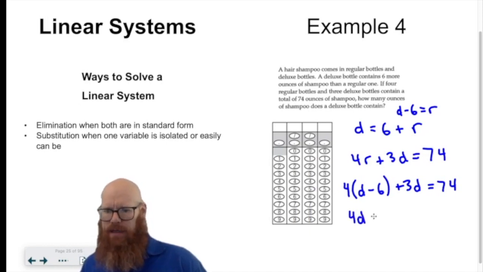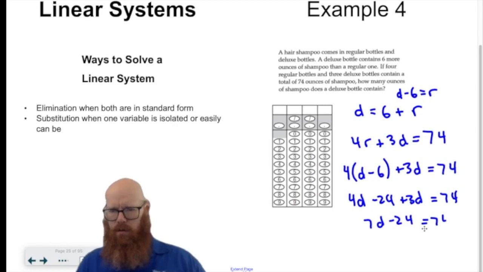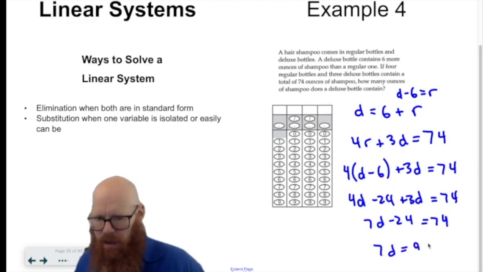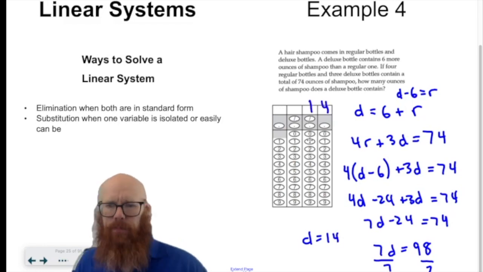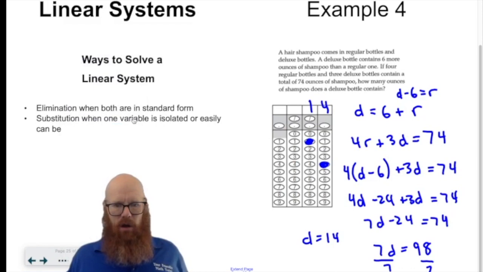So now I get 4D minus 24 plus 3D equals 74. 4 and 3 is 7, so 7D minus 24 equals 74. Whoops. And then add 24 to both sides, so 7D is 98. And then divide each side by 7, and D is now 14. All right, so that should be our last problem.